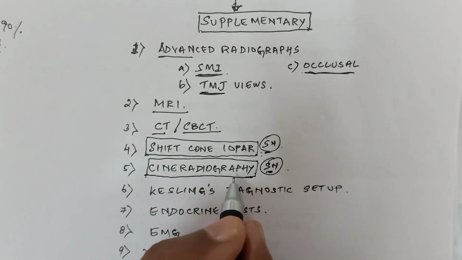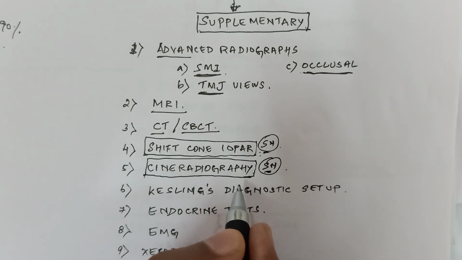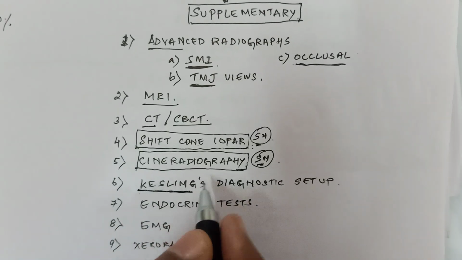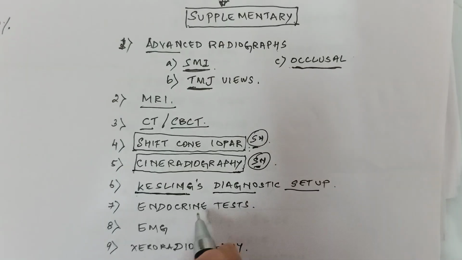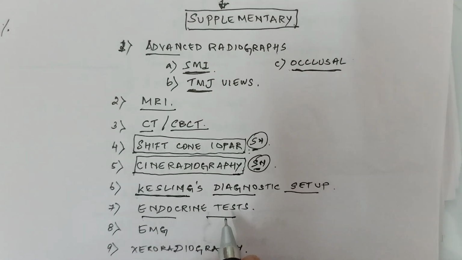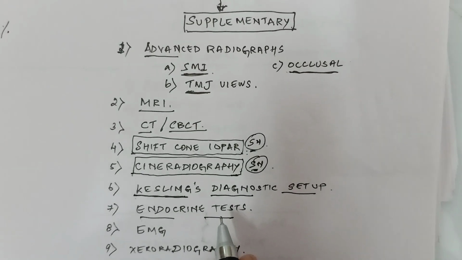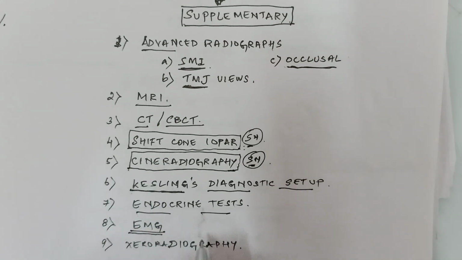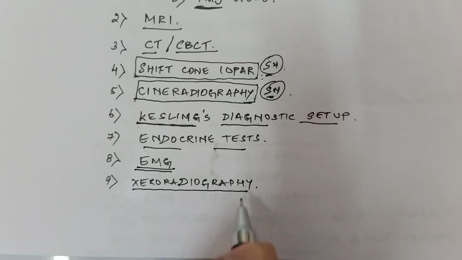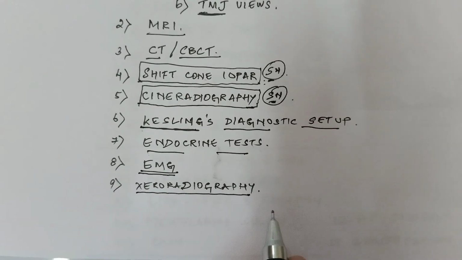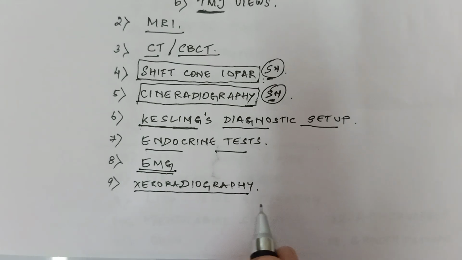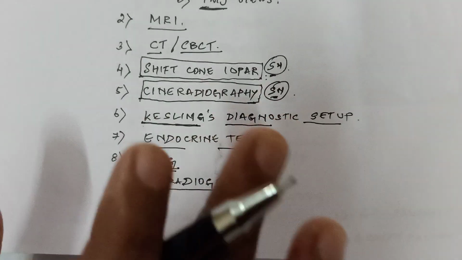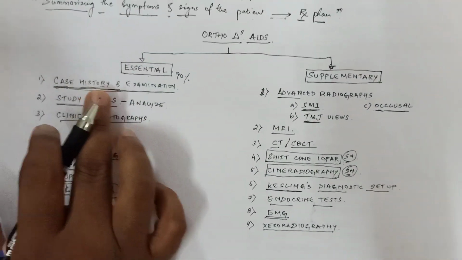I will discuss it when we talk about tongue thrusting habit. Cine radiography is used in tongue thrusting mainly. Then you have Kesling's diagnostic setup. Kesling is the person who gave it. Then you have endocrine tests, depending on whether you suspect the pituitary is wrong or the thyroid is wrong, like that, different endocrine tests. Then you have electromyography, that is EMG. Then you have xeroradiography. Then you have lots of things like this. You have digigraphy and you have lithography, like that. You have different salivary tests and all those things. But this is a separate chapter. Today we are basically going to deal with case history and examination.